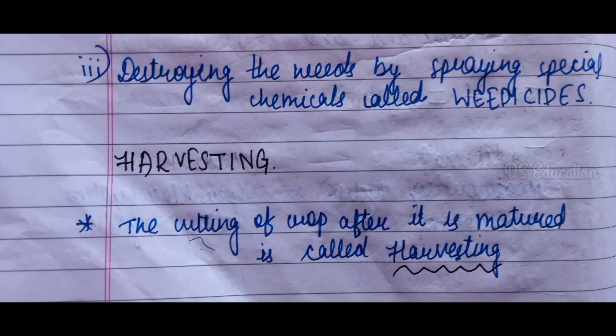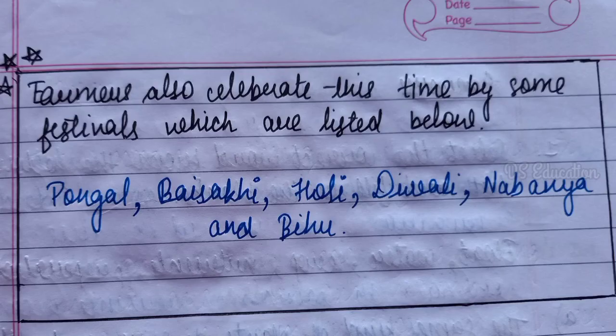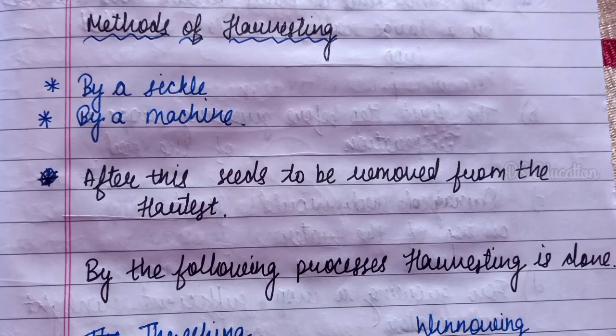Now let's see the next step, which is harvesting. The cutting of the crop after it is matured is called harvesting. Now let's see a fact. Farmers also celebrate this time with festivals which are listed below: Pongal, Baisakhi, Holi, Diwali, Nabanya and Bihu. Methods of harvesting: by a sickle, by a machine.